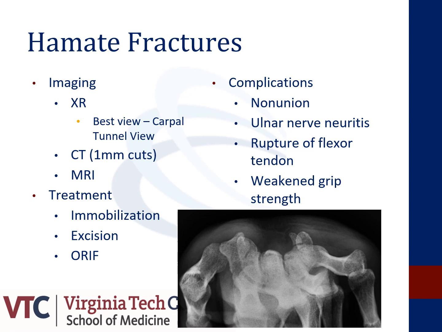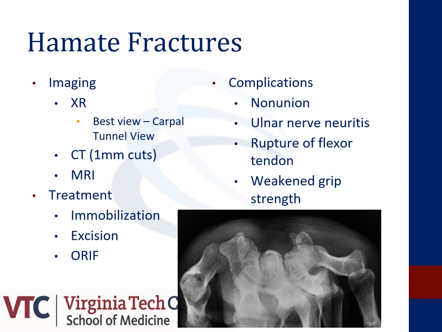Next step for identifying hamate fractures is imaging. Below is a picture of the carpal tunnel view. The carpal tunnel view is the best for evaluating a hook of the hamate fracture. The image provided is a carpal tunnel view with an associated hook of the hamate fracture. If you need advanced imaging, make sure that you're getting a 1 millimeter cut of your CT.